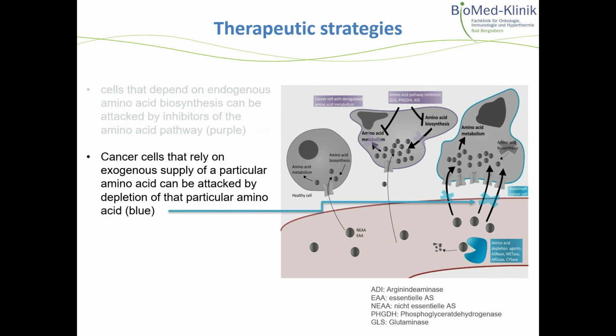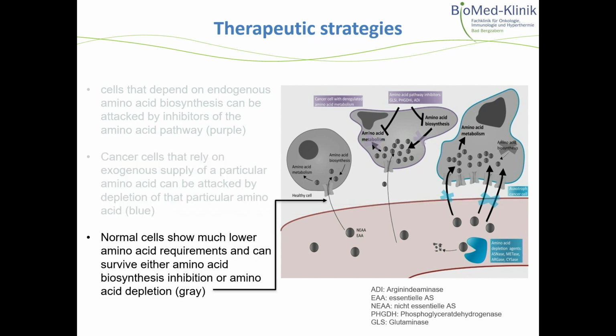The cancer cells that rely on exogenous supply of particular amino acids can be attacked by depletion of that particular amino acid, as I told, and normal cells show much lower amino acid requirements and can survive either amino acid biosynthesis inhibition or amino acid depletion. That's very important to keep in mind. The normal cell is much stronger than a tumor cell. So we can change a lot with the amino acids and the tumor microenvironment, and the tumor cells will be attacked, but the normal cells are getting rid of it.